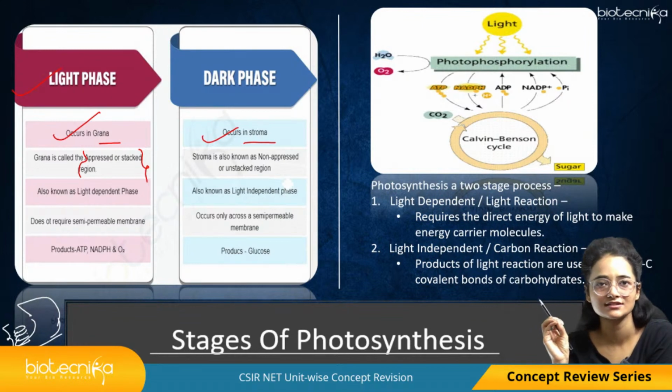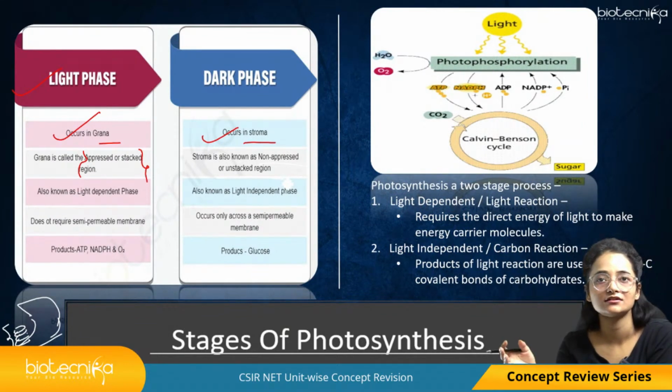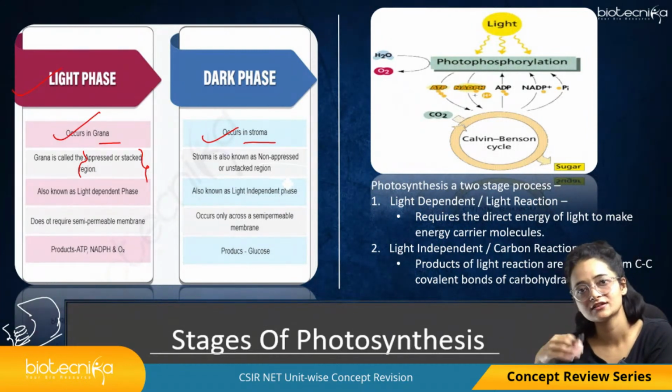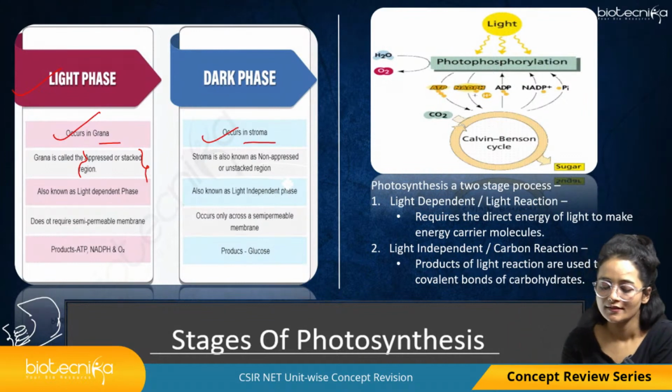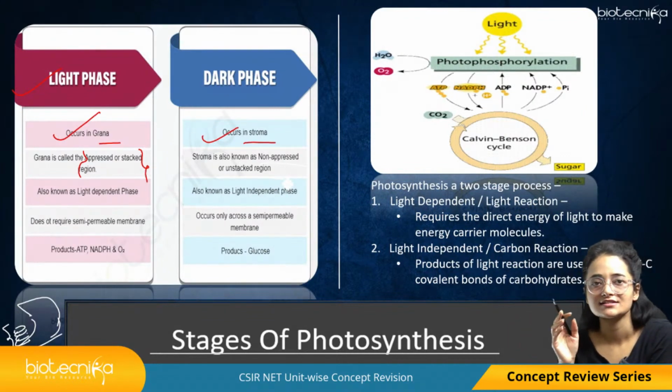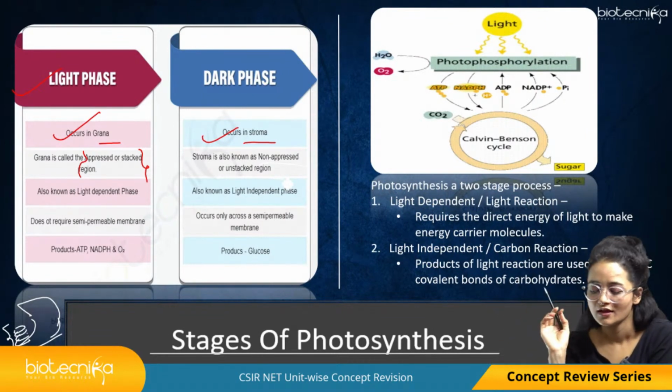This is basically the unstacked region, the stroma region, which is present inside the chloroplast. And here the light independent reaction takes place, that is the Calvin cycle, and here only the carbon assimilation takes place and the sugar molecule is being formed. Then coming to another difference, the light reaction is also known as the light dependent phase, and the dark reaction is also known as the light independent phase. Actually, it is known as the light independent phase only.